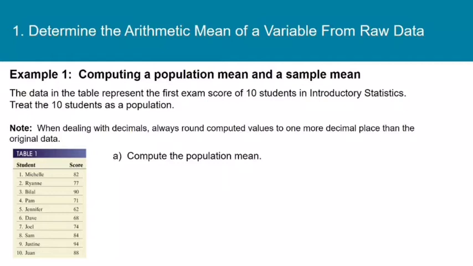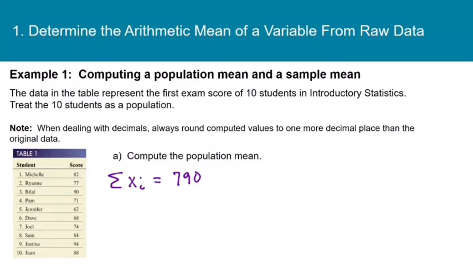Okay, here we go. Computing the population mean. We know that to do the population mean, we add all the values and divide by the number of things in the population. So I don't want to write all of these values down. What I'm going to do is just write the sum of all the x values is 790. And I've already summed these on my calculator.